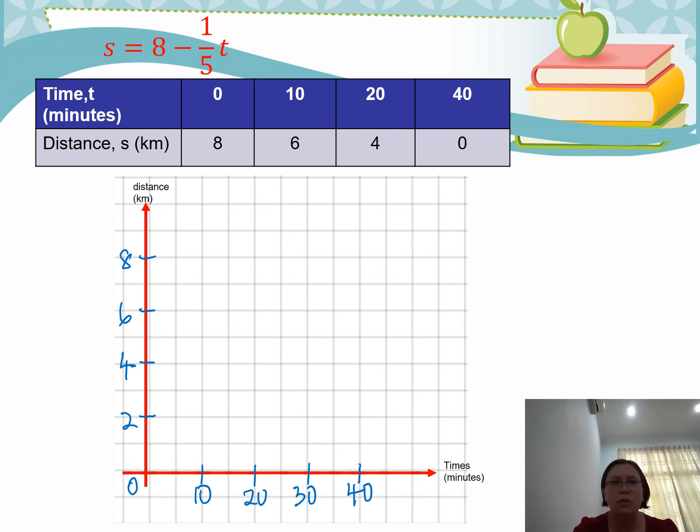After that, we have to plot all the points on your Cartesian plane. Start from the first point, 0, 8. Second point, 10, 6. The third point, 20 and 4. Last one, 40 and 0. So use a ruler to join all the points you have plotted.